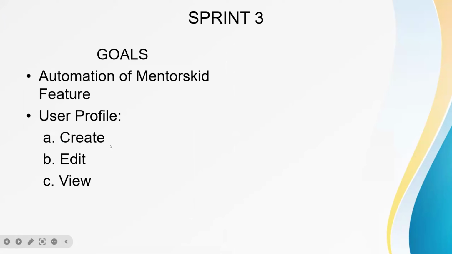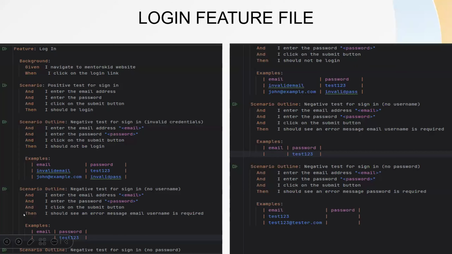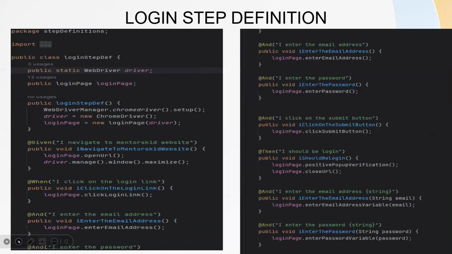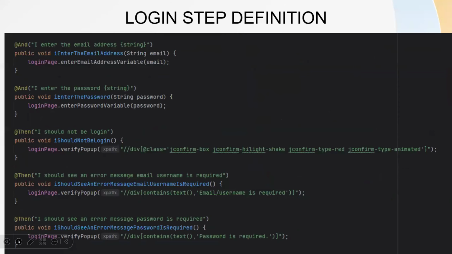These are the goals for Sprint 3: the automation of some mentorship features, the user profile to create, to edit, and to view the user profile. This is a sample of my automation for the login page. The test case was written by another member of the team, but this is the automation that I wrote for the login page: the login page test object, and this is the login step definition.